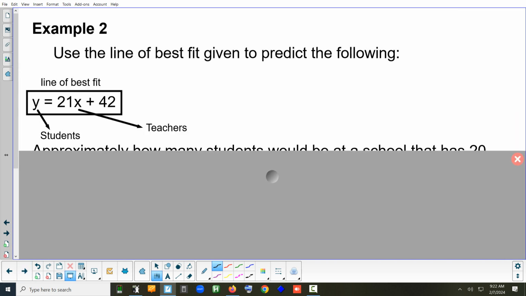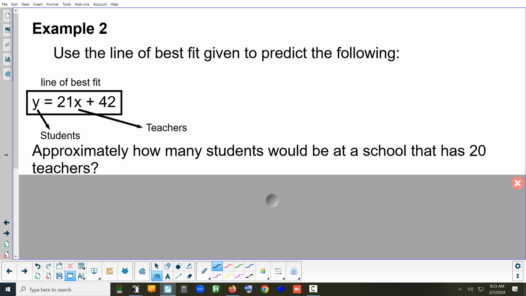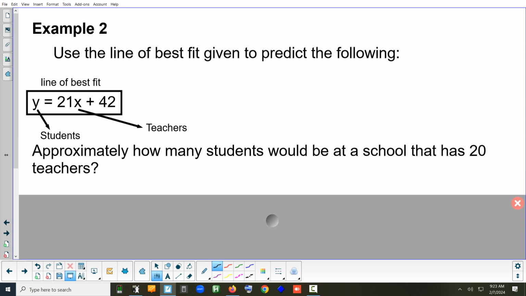All right, so now, example 2. Okay, another formula that is being given to you. Again, where would these numbers come from? Somebody can use a graphing calculator and figure them out. Okay, so that part's already been done. It says, use the line of best fit to predict the following. So I think what this formula does is it predicts how many teachers a school has based on how many students are in the school.